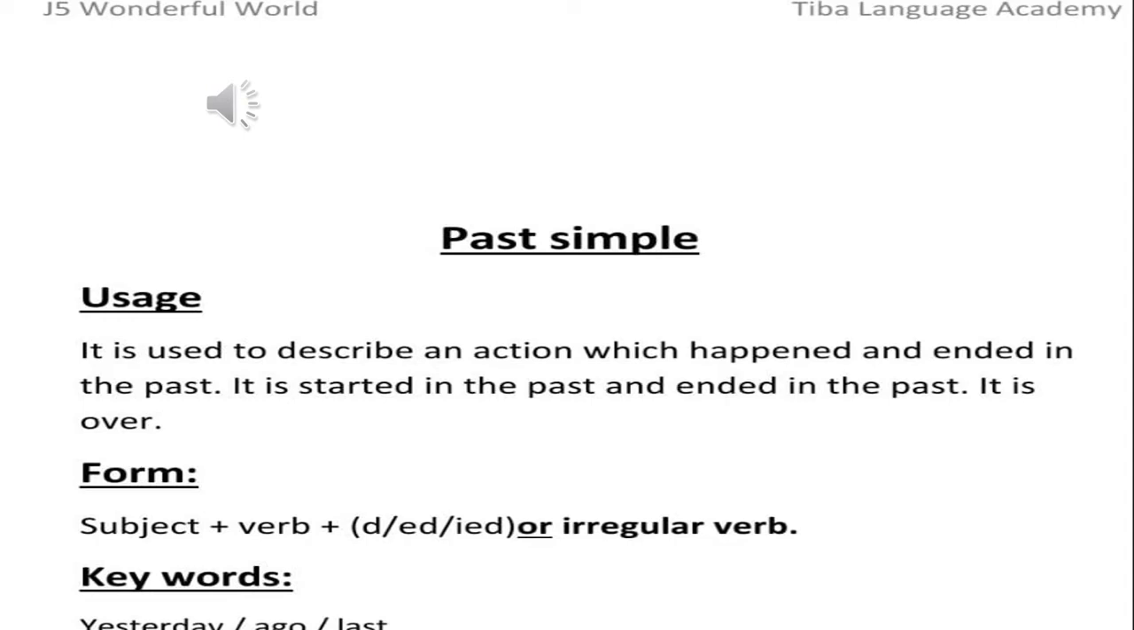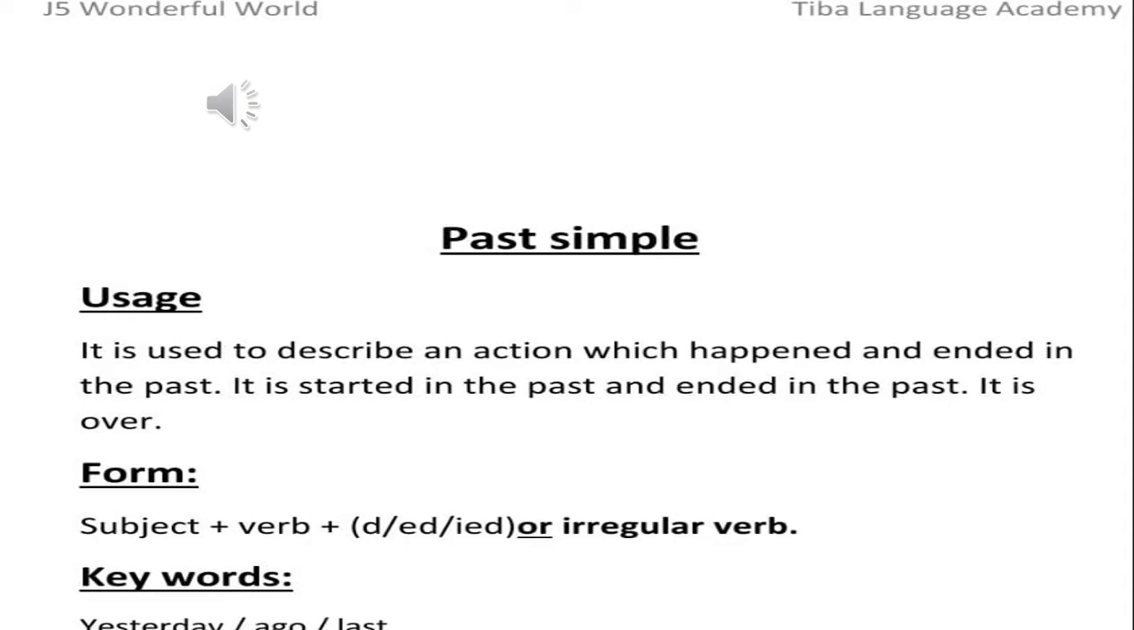It's called past simple. When we use the past simple, it is used to describe an action which happened and ended in the past. It started in the past and ended also in the past. What is the form of past simple? The form is subject plus verb plus D, ed or ied, or also we can end it in an irregular verb.